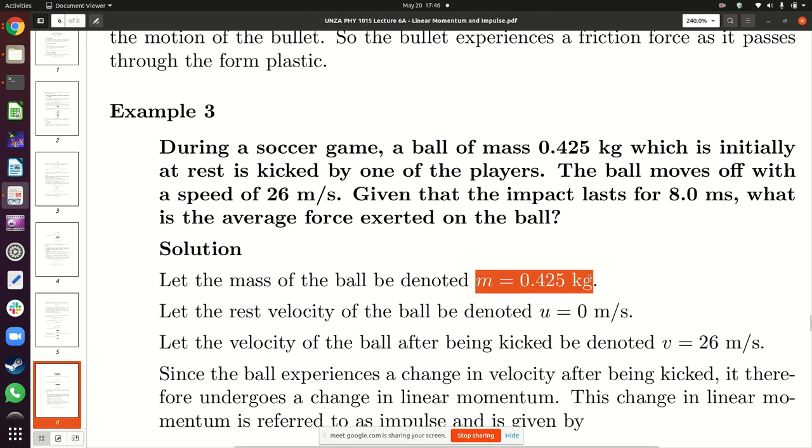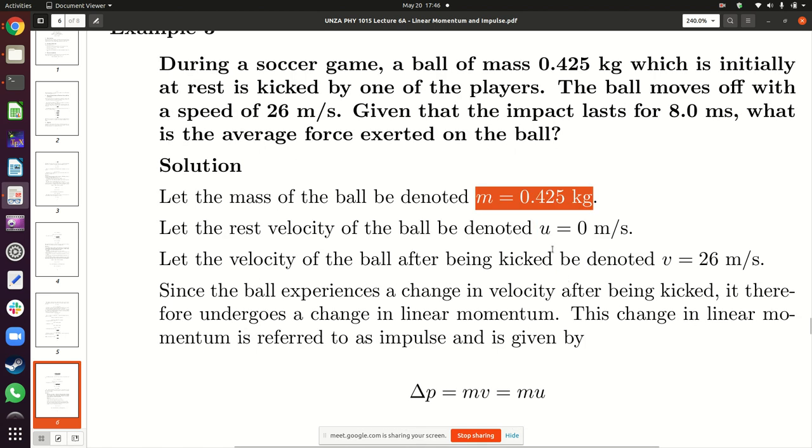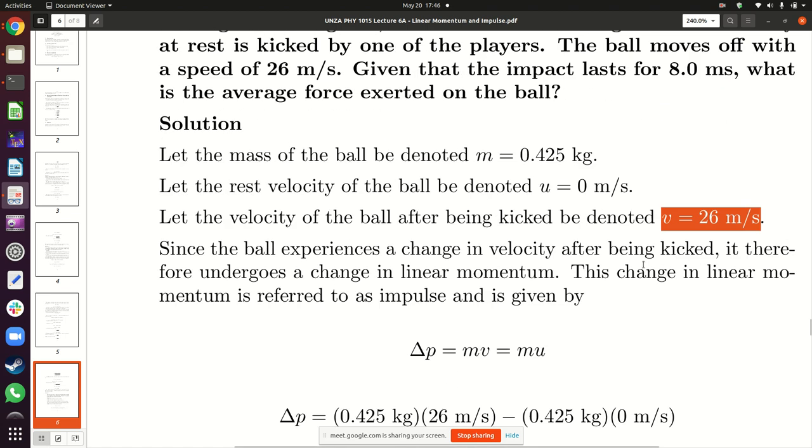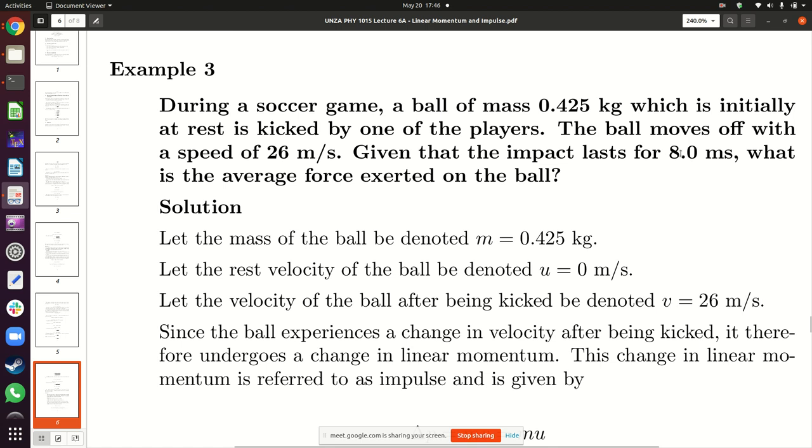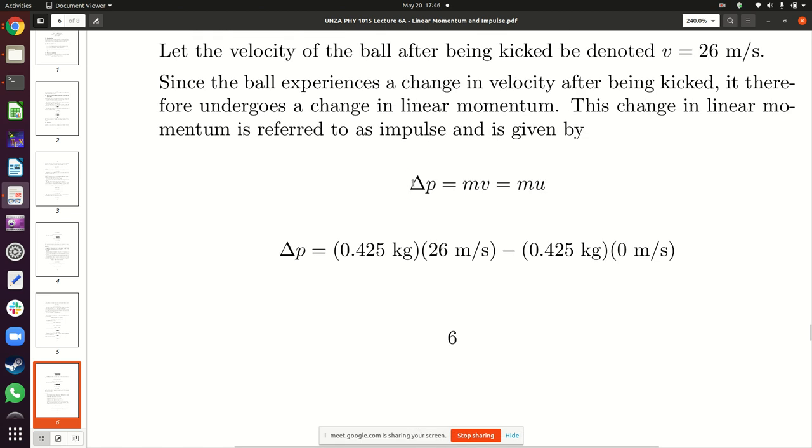The mass of the ball is 0.425 kgs. The initial velocity of the ball is 0 meters per second because the ball is at rest. After the ball is kicked, it flies off with a velocity of 26 meters per second. And we know how much time the kick lasts. It lasts for 8 milliseconds. So using this information, we can work out the change in linear momentum to see if this ball gains motion or loses motion.